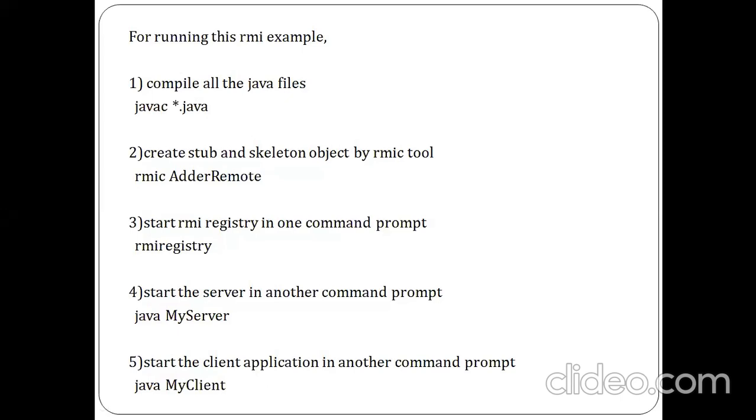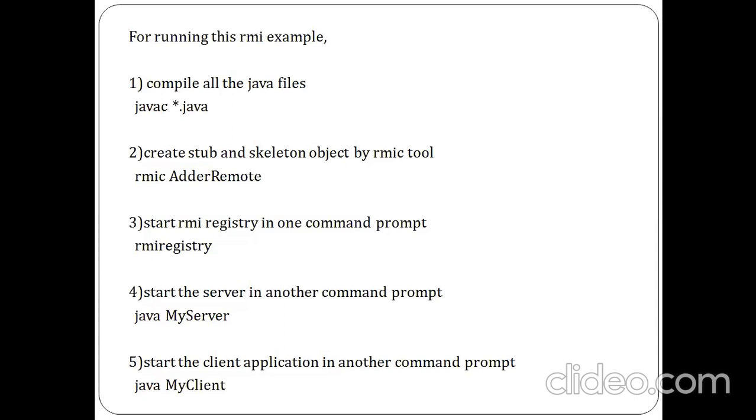Then you need to create the stub and skeleton. We have 2 objects on the server side and 1 object on the client side, right? Stub and skeleton. To create the skeleton object, you need to type the command rmic AdderRemote. What is AdderRemote? It is the implementation class. When you give this command, the skeleton object, the server side object, will be created.